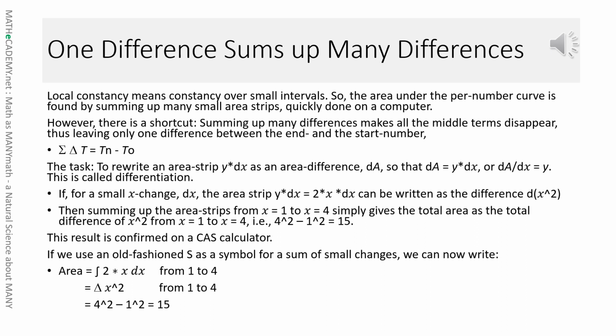If we use an old-fashioned S, as a symbol for a sum of small changes, we can now write area equals the integral of 2 times x, dx, from 1 to 4, equals the change in x squared, from 1 to 4, equals 4 squared, minus 1 squared, or 15.